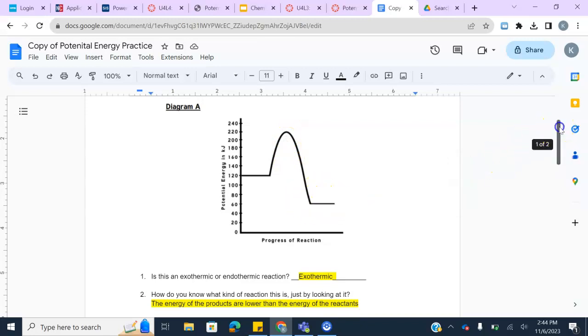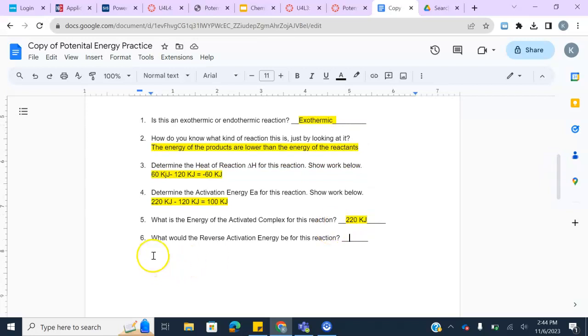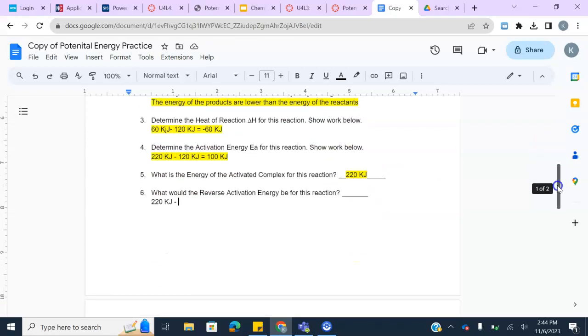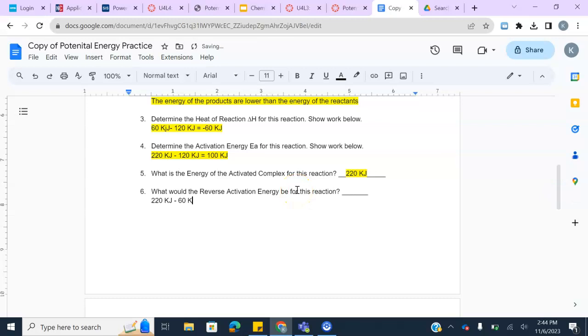So we already know that the energy of our activated complex is 220. So it would be 220 kilojoules minus the energy of our products, which is 60. And that is going to give us an overall energy of 160 kilojoules. So 160 kilojoules.